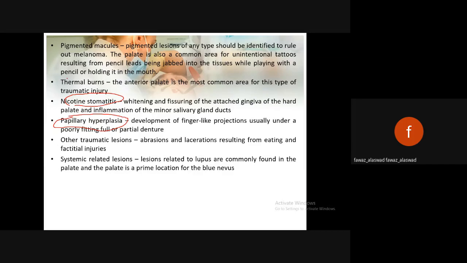Sometimes a thermal burn also, just to say traumatic, and even the blue nevi sometimes are going to be representing on the palate. These are considered to be the most common types of lesions: nicotinic stomatitis, denture stomatitis, traumatic lesions, pigmented areas, any pigmented area presenting in the oral cavity or multiple pigmented areas. These sometimes may need further investigation, and do not ignore them, because they are considered to be an early manifestation of many systemic diseases, like we said, Addison's and others.